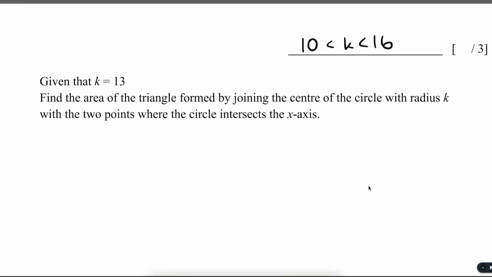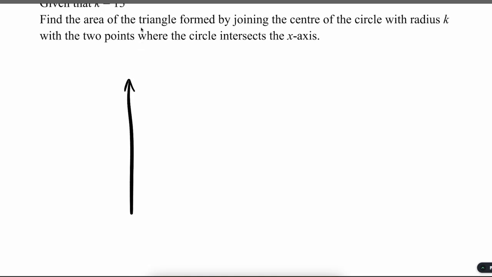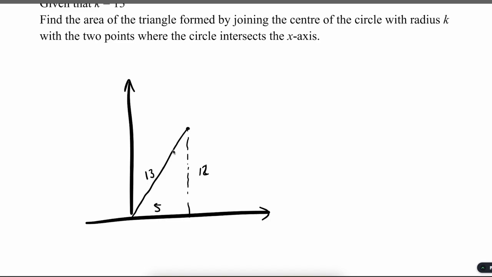So this is kind of hard to read, but find the area of the triangle formed. If we think about our axes again, k is 13, so we know that our circle with radius k is actually 12 up, 5 along, and it's going to be 13 this way, and the radius is 13, so our circle is going to start here. Now, let's try and draw a decent enough circle, something like that.